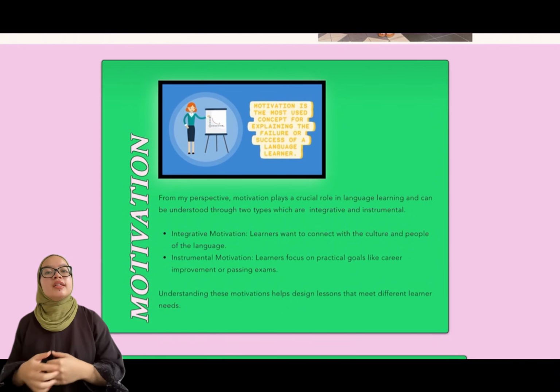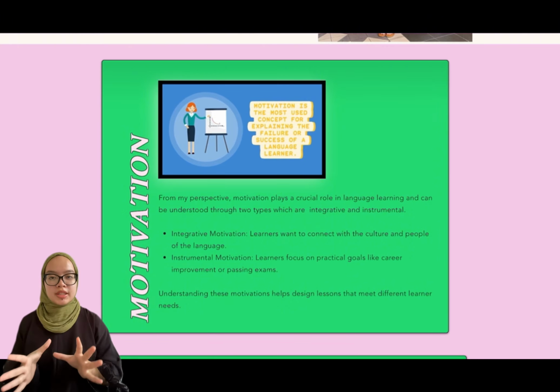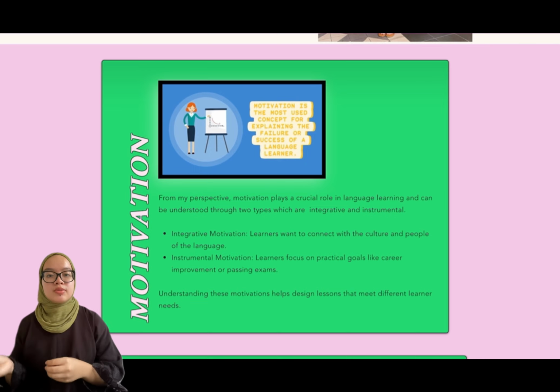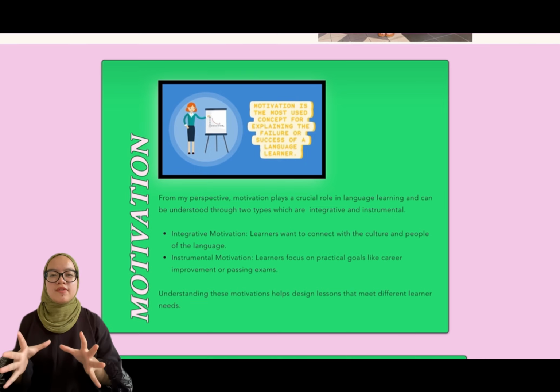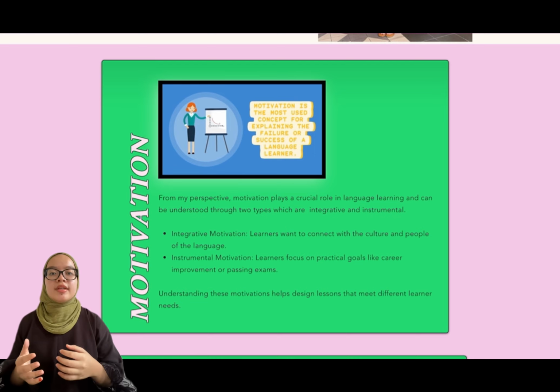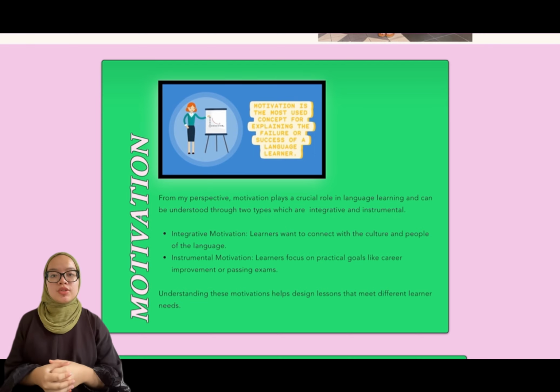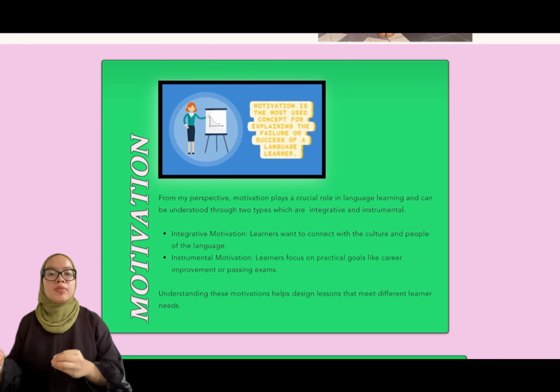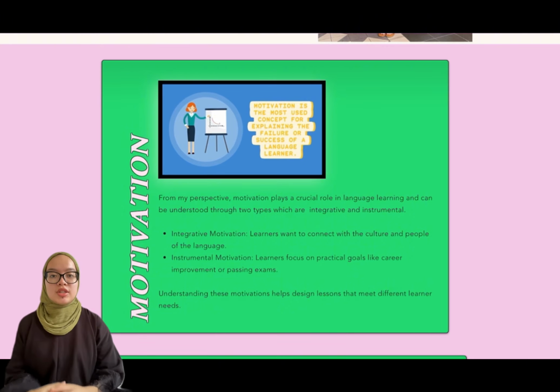On the other hand, instrumental motivation is more practical. Learners with instrumental motivation might focus on achieving goals like advancing their career, passing an exam, and fulfilling academic requirements. Understanding this motivation is crucial for teachers. By identifying the motivation behind each student's language learning journey, educators can design lessons that align with their personal goals and increase their engagement in the learning process.